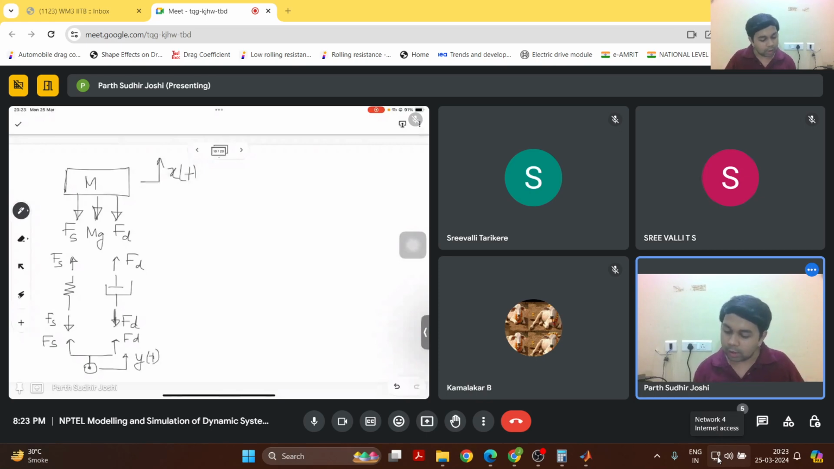Let us assume a time instant where x is greater than y, so that the spring is being stretched. Then the expression for the spring force will be Fs is equal to k into (x minus y), assuming that x and y are measured from the equilibrium position of the system.